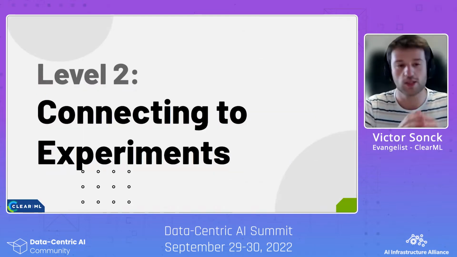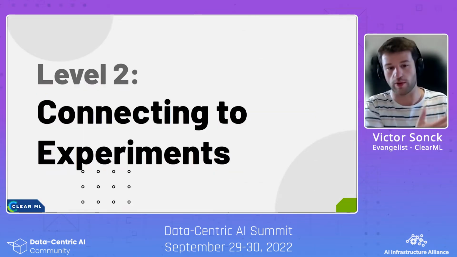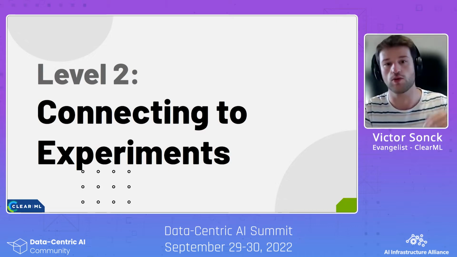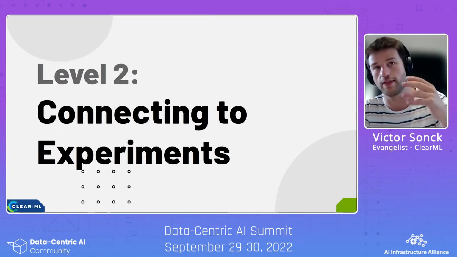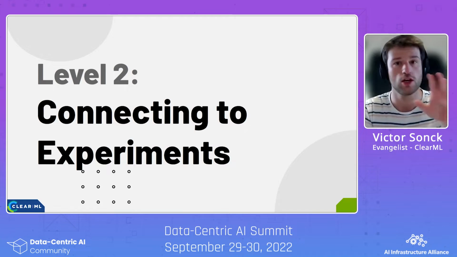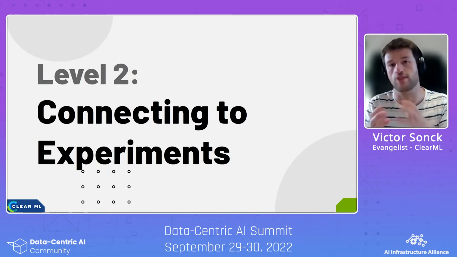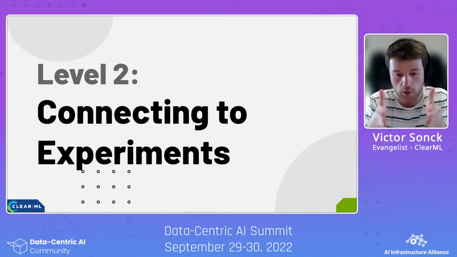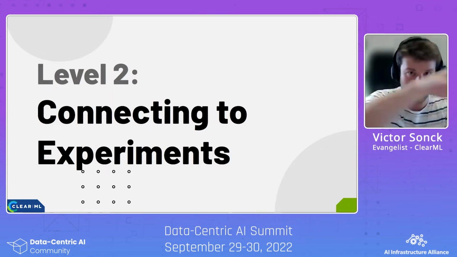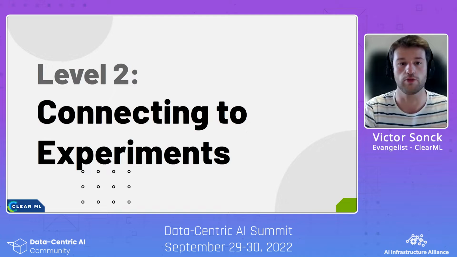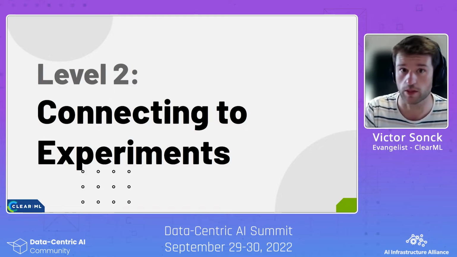Right. This was the very, very basics, right? This is what we want to get started with. Now, level 2 is connecting these datasets or these dataset versions to experiments. And this is actually where we start to get into the loop of data-centric AI. We want to put data into the center of our AI iteration cycle. And we do that by connecting them to experiments.